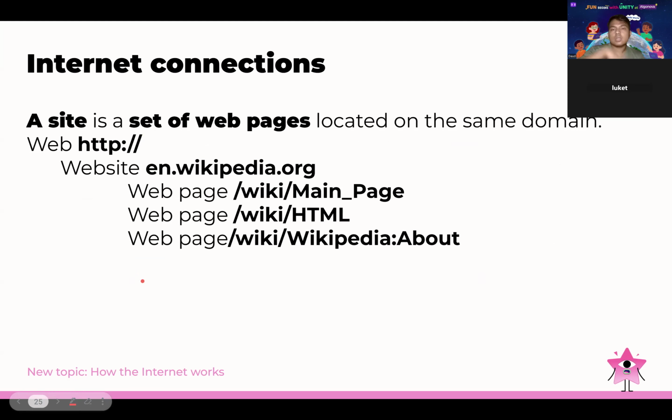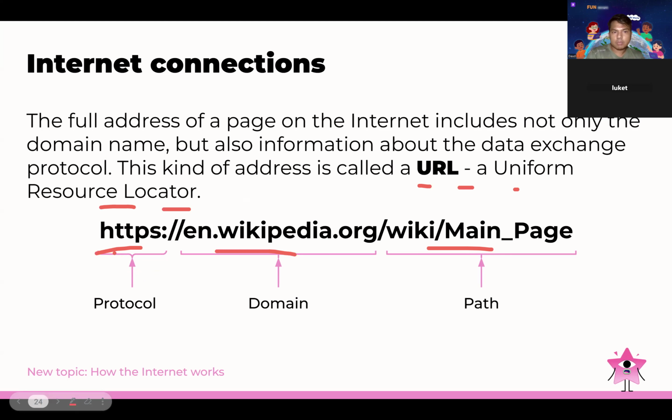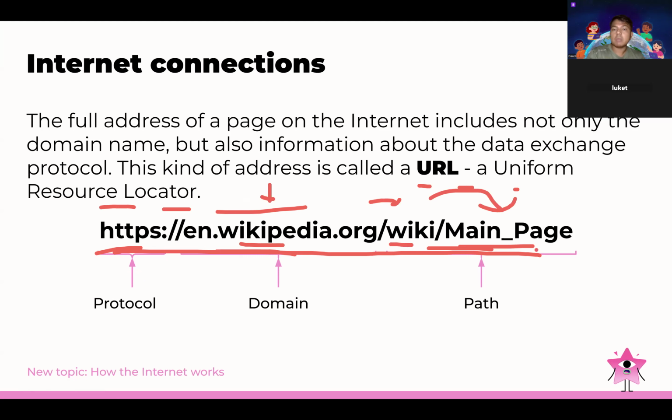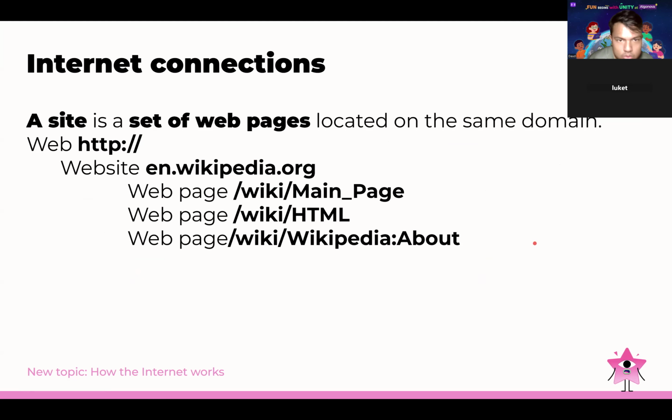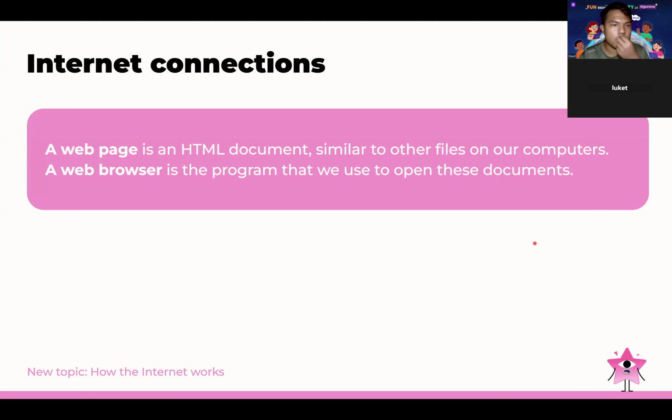So the internet is like simple computers. You can open your file explorer and then go to the file. That means if you have a URL like this, you go to the file explorer in Wikipedia, then go to the folder wiki, and then you go to the main page file. That is the main page HTML. So we can see all of this in the URL.